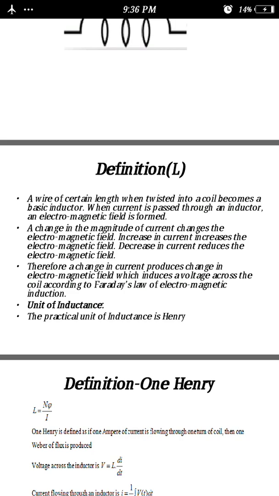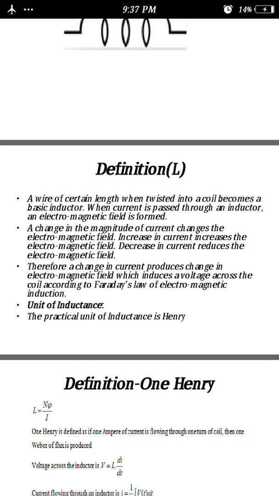When the current is passed through an inductor, an electromagnetic field is formed. A change in the magnitude of current changes the electromagnetic field. So it is directly proportional. Increase in the current increases the electromagnetic field, and decrease in the current reduces the electromagnetic field, which is produced in the inductor, that is the twisted coil. Therefore, a change in current produces a change in the electromagnetic field, which induces a voltage across the coil according to Faraday's law of electromagnetic induction. So this principle is obtained from Faraday's law of electromagnetic induction.